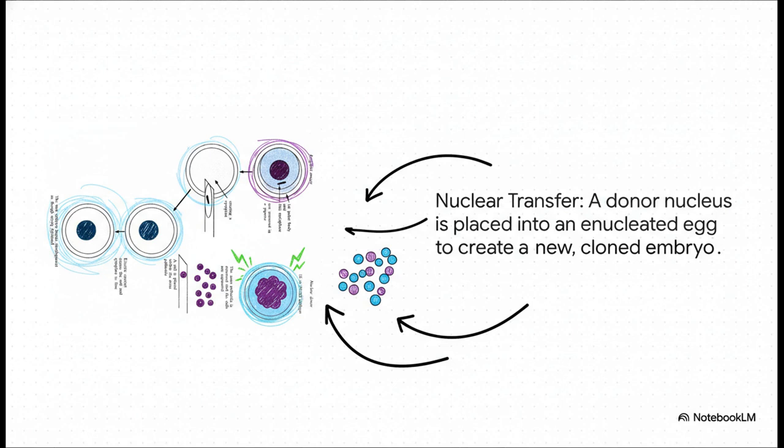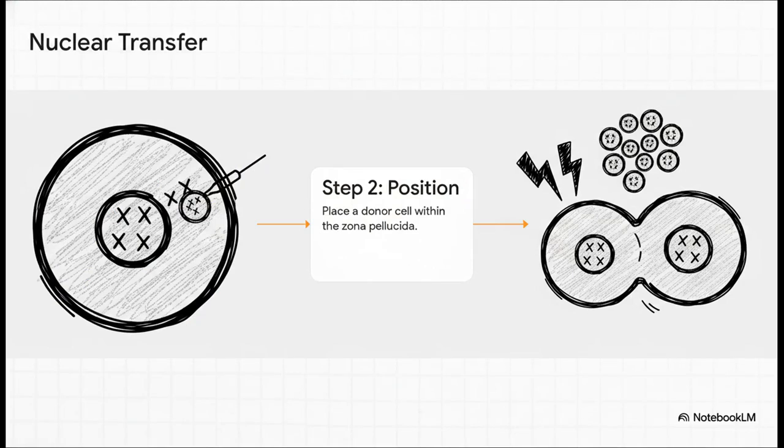Let's walk through how it actually works. So first, you remove the chromosomes from the recipient egg. That step is called enucleation. Next, you place a cell from the donor embryo right up next to it.